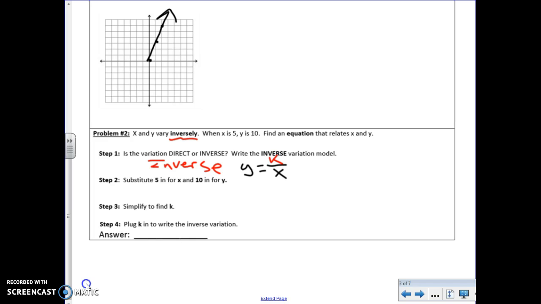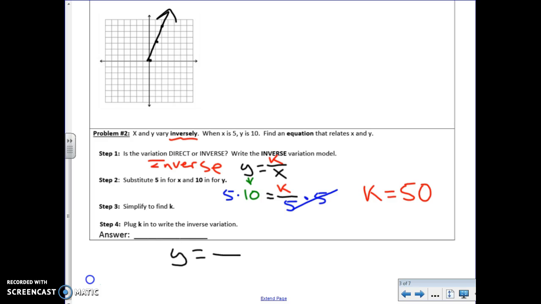Step 2 says substitute 5 in for x and 10 in for y. So now we have 10 equals k divided by 5. Simplify to find k. Multiply both sides by 5, and you get k equals 50. Then plug k in to write the inverse variation. So our equation this time is going to be y equals 50 over x. And k goes on top, so 50 over x, or 50 divided by x.